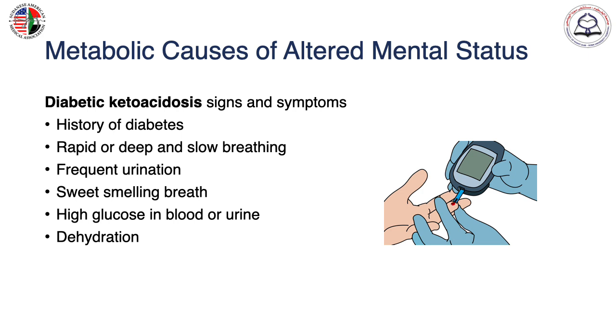Diabetic ketoacidosis, in severe cases, causes altered mental status because of hypoperfusion, or because of acidosis, or because of concomitant infection. There is a history of diabetes, rapid deep breathing, Kussmaul breathing. They have polyuria, polydipsia, sweet-smelling breath, and you get high blood glucose and features of dehydration: tachypnea, tachycardia, low blood pressure, dry mucous membrane, and reduced skin turgor.